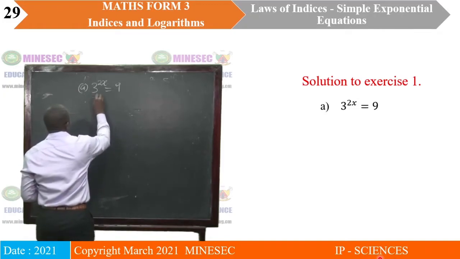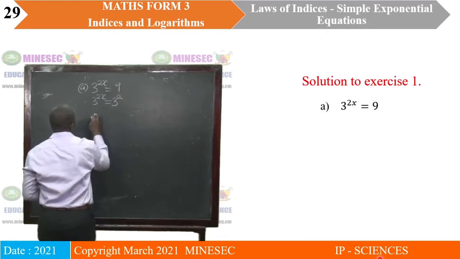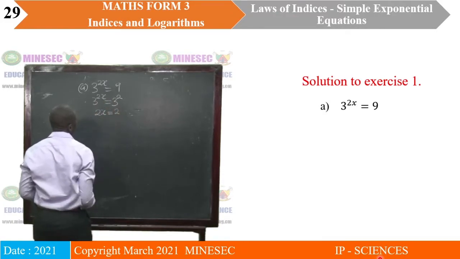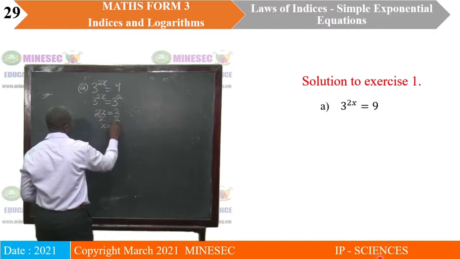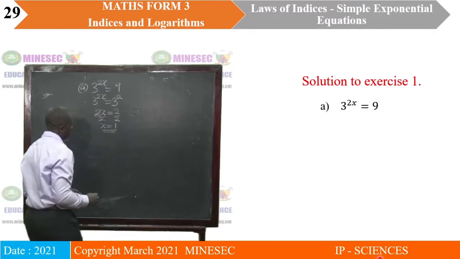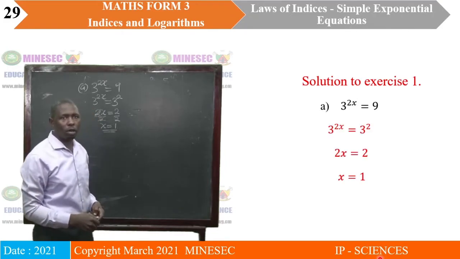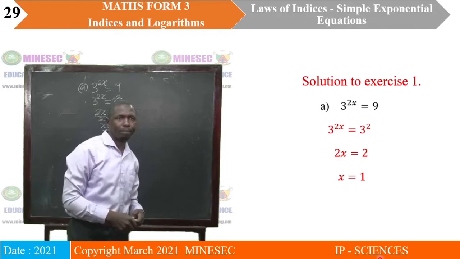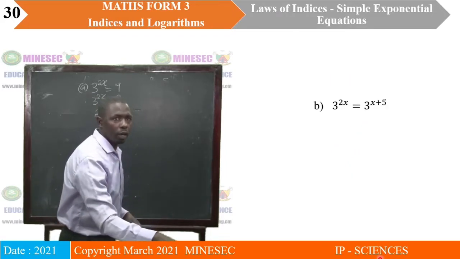So we can write 3 to the power 2x, which will be equal to 3 raised to the power 2. So if the bases are equal, we can equate the powers. So we have 2x being equal to 2. And if we divide both sides by 2, we'll end up with x equal to 1 as our result. So that'll be our result, and the solution is displayed on your screen. So let's move to the next question.